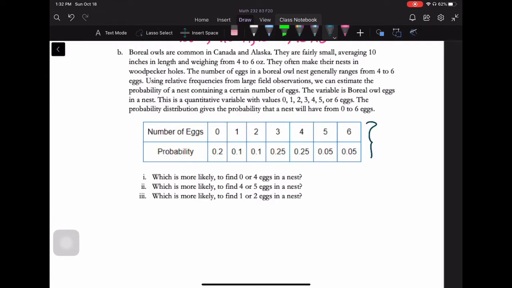Here is the distribution that's given. Again, you always want to check your distribution to make sure that all of the values are between 0 and 1 and that they add up to one whole. Otherwise, it's not a complete probability distribution.